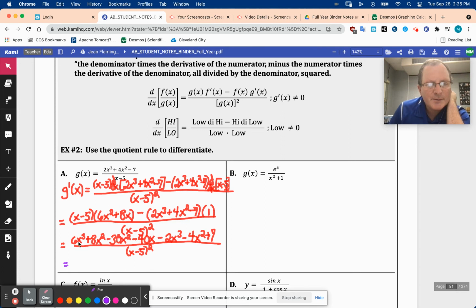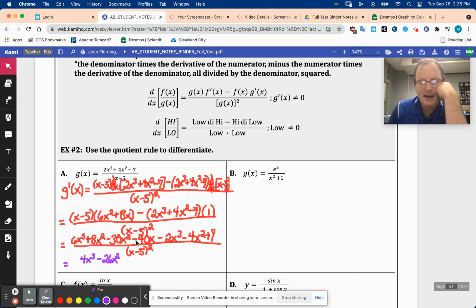Combining like terms, I have 6 minus 2, so I have 4x cubed up top. And then squareds. 8 minus 30 is negative 22. Negative 22 minus 4 is negative 26. So negative 26x squared. Again, hopefully I haven't messed up anywhere. I feel pretty good about it.